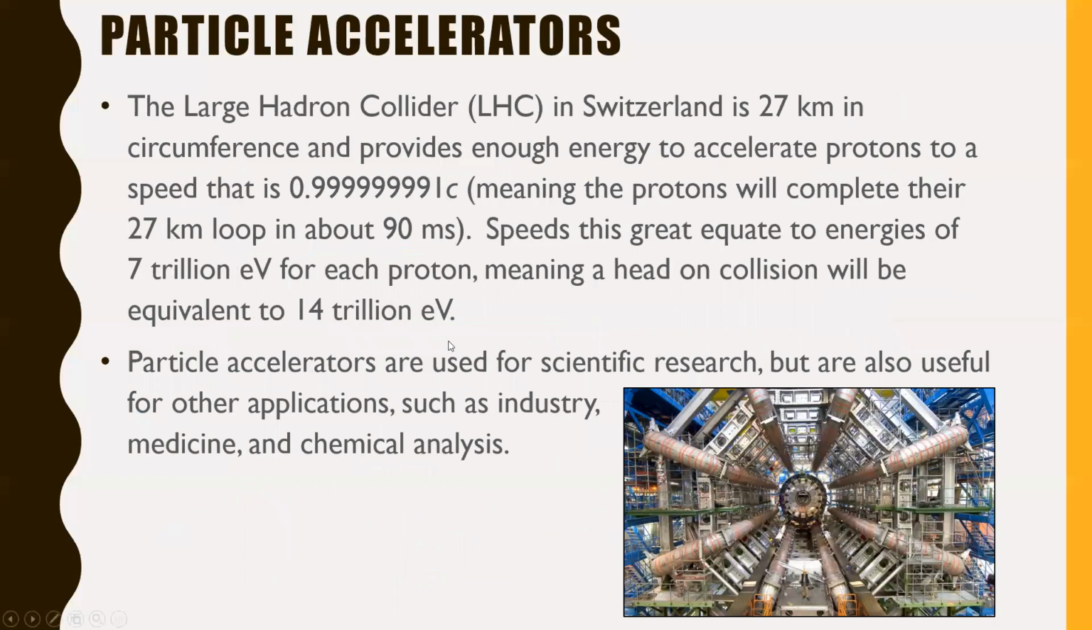But anyway, moving on. So the Large Hadron Collider, or LHC, in Switzerland is 27 kilometers in circumference and provides enough energy to accelerate protons to a speed that is 0.999999991 times c. So in other words, just barely underneath the speed of light, because the speed of light would be 1 full c, right? So meaning the protons will complete their 27-kilometer loop in about 90 milliseconds. Speeds this great equate to energies of 7 trillion electron volts for each proton, meaning a head-on collision will be equivalent to 14 trillion electron volts.